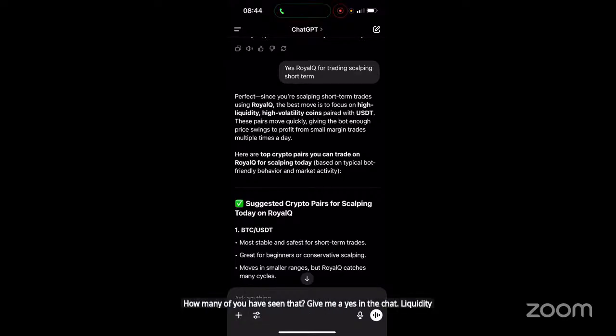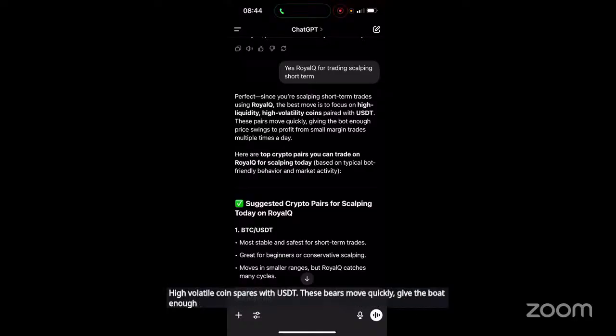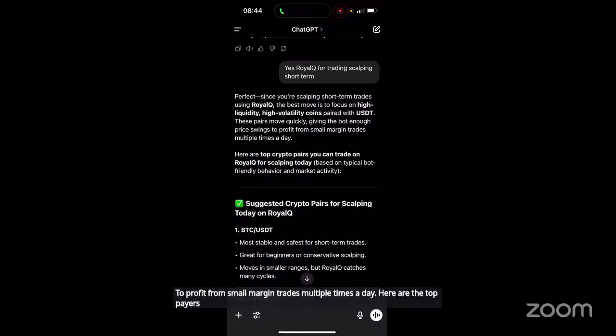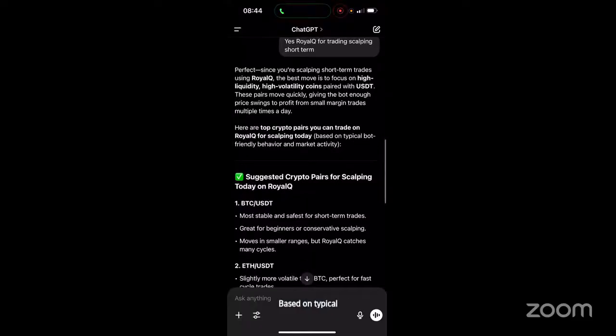Liquidity is volume. You need to focus where there is too much money flowing in. High volatile coin pairs with USDT. These pairs move quickly, give the bot enough price swings to profit from small margin trades multiple times a day. Here are the top pairs you can engage in Royal Q scalping today, based on typical bot-friendly behavior.